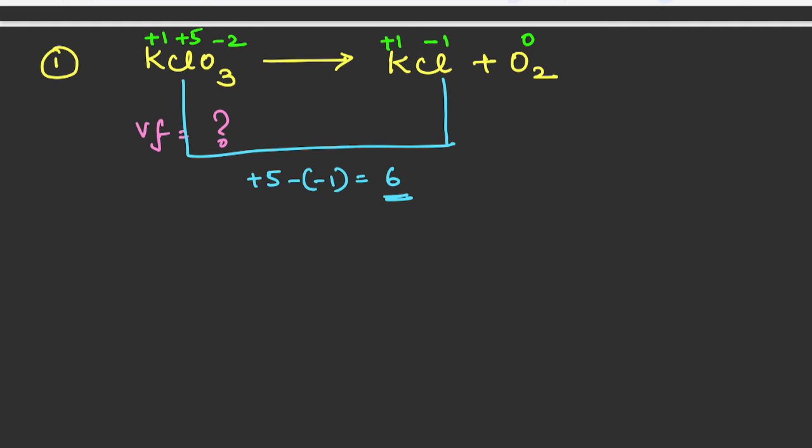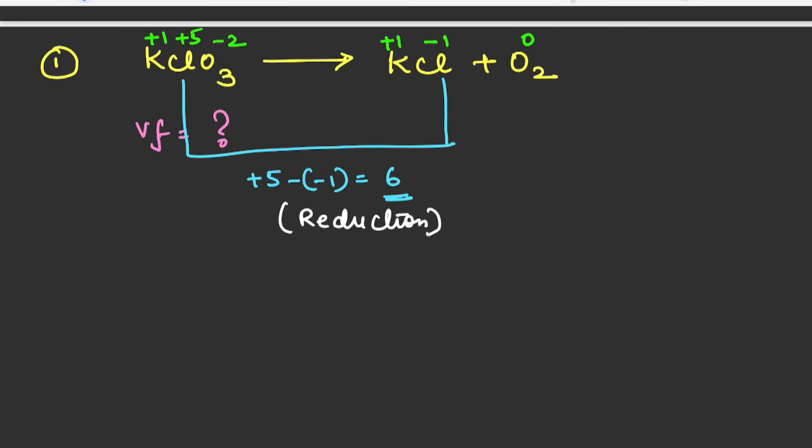So is chlorine actually undergoing oxidation or reduction? From +5 it is changing to -1. So there is a decrease in oxidation state. If there is a decrease in oxidation state, you know that it is reduction. So this is reduction.